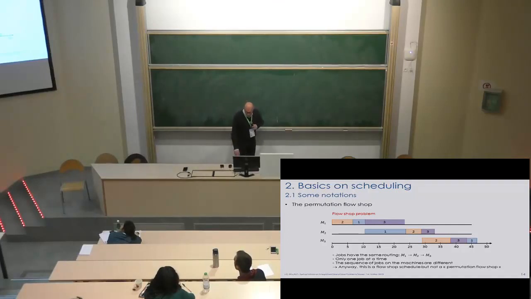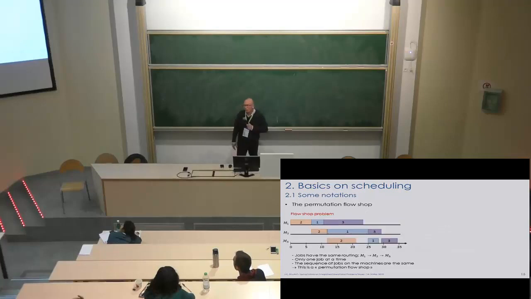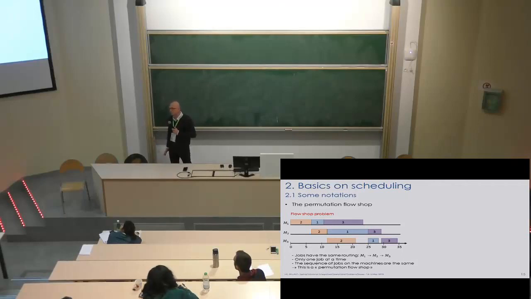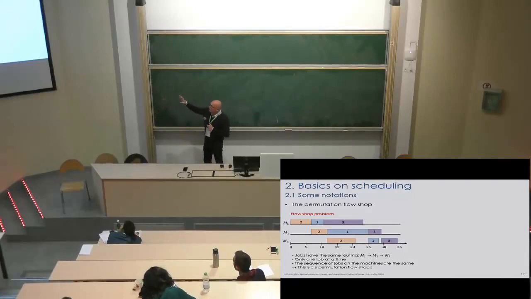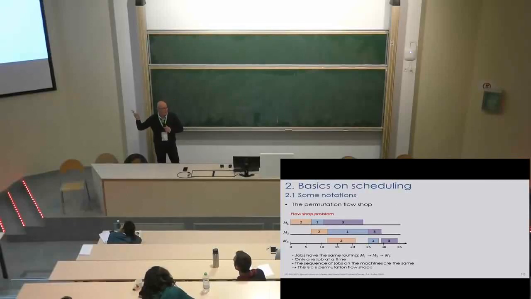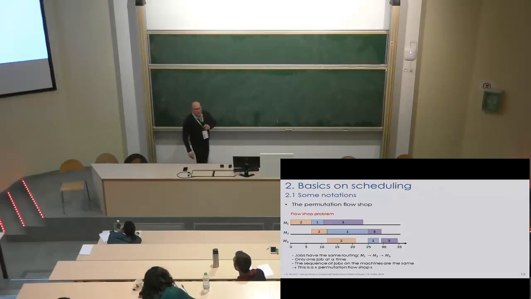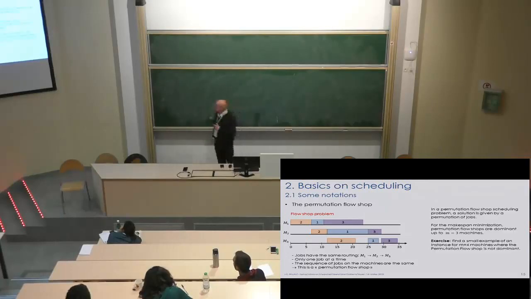What we call a permutation flow shop is a solution where all the jobs have the same routing, but also the order of the jobs on the machines is the same on all the machines. So all the jobs pass first on M1, then on M2, then on M3, and they do not cross each other. So if we start with job 2, then job 1 and then job 3, it's the same order up to the end. So it's a permutation flow shop.